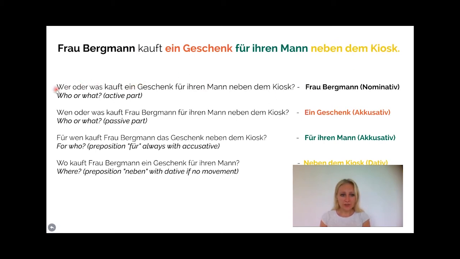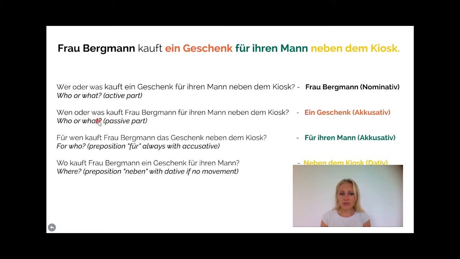So here, the first case question is, wer oder was kauft ein Geschenk für ihren Mann neben dem Kiosk? So who or what buys a present for her husband next to the kiosk? Right? We're asking about the active part here. So it is who or what in English. The answer to that is Frau Bergmann. So Frau Bergmann, she is the nominative object or the subject in the sentence.